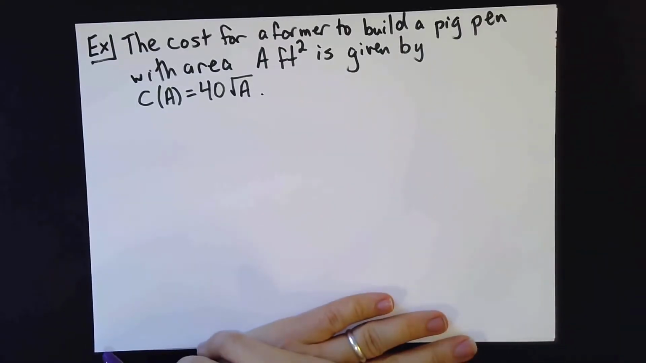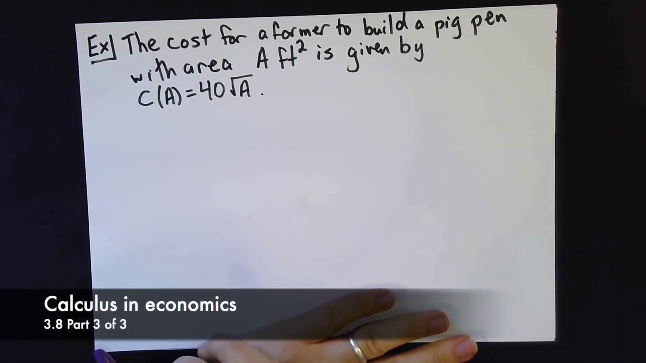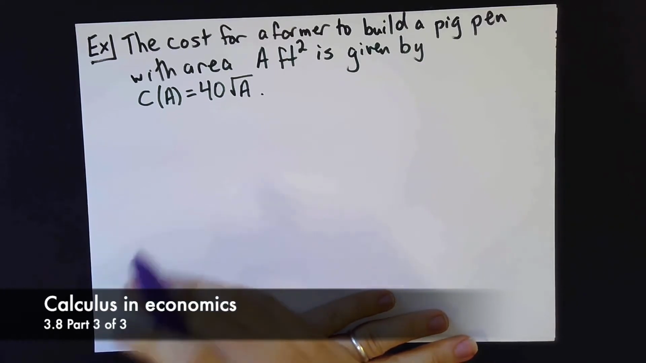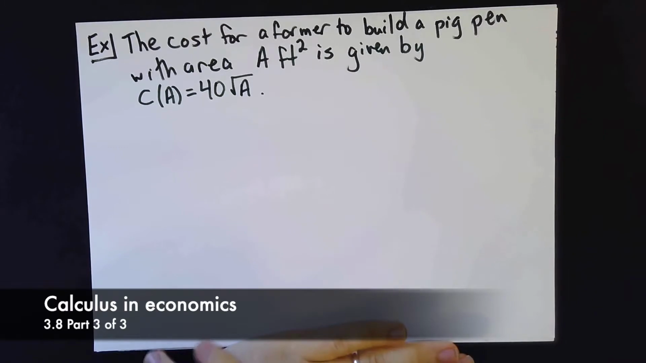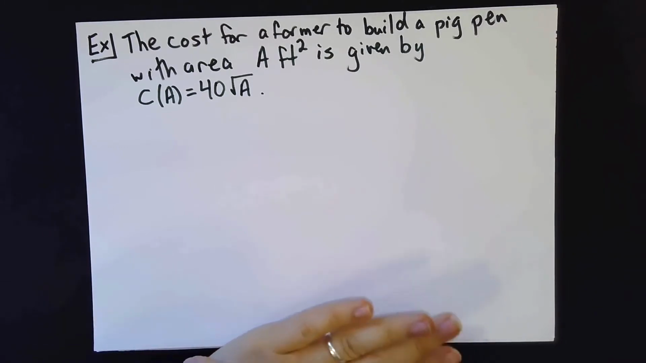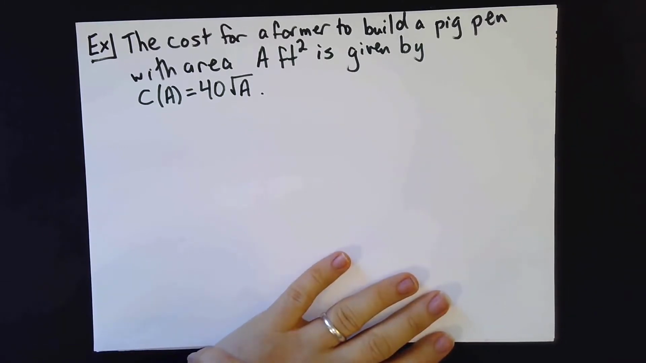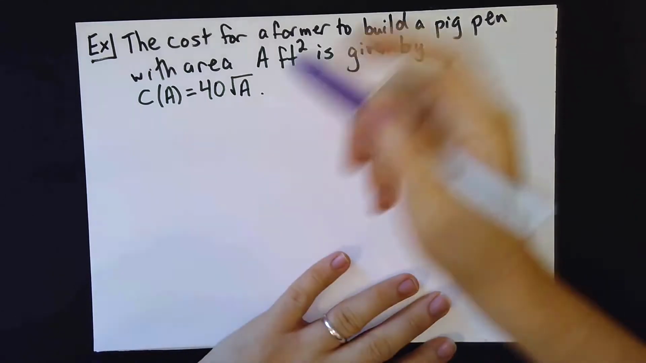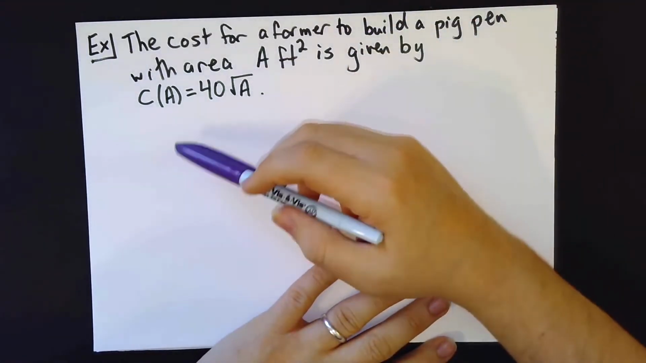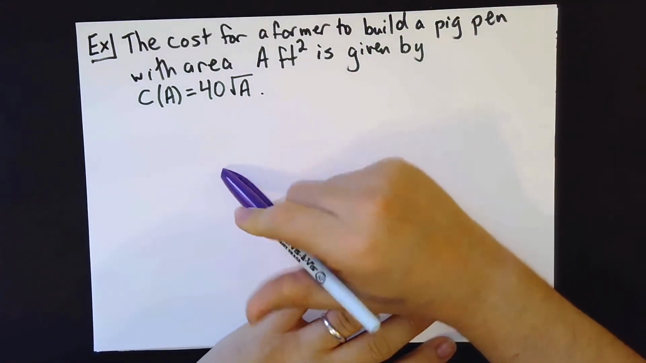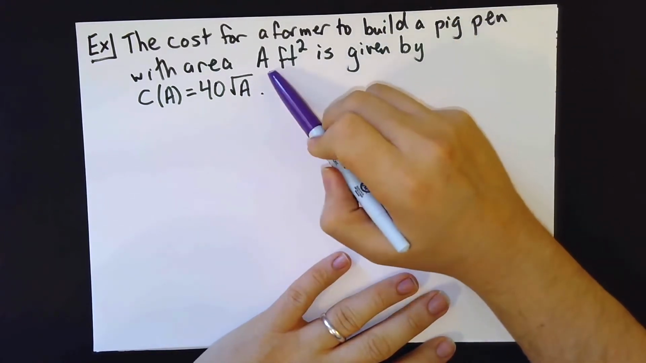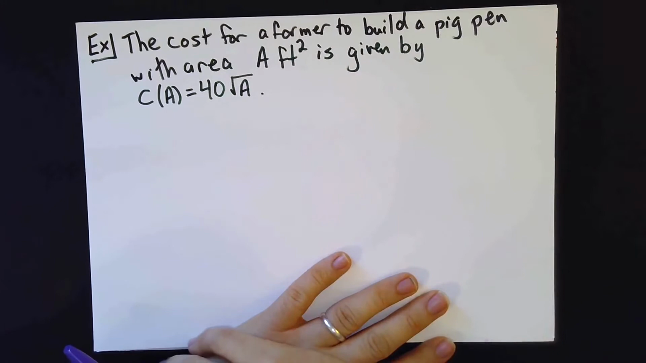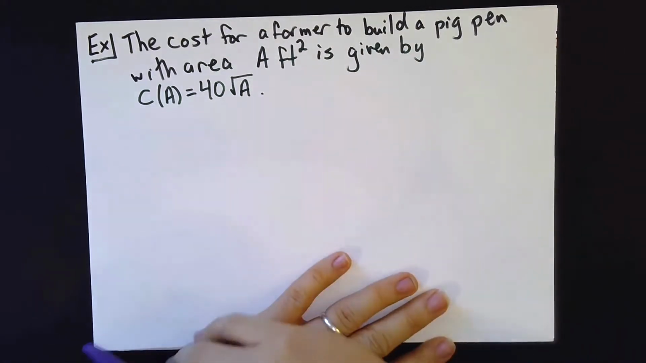Welcome back to our discussion of derivatives in the real world. In this example, we're going to be talking about a farmer who's building a pig pen. And the farmer is deciding how big they want the pig pen to be. And so, a bigger pig pen will cost more money. And the cost of that works out, in terms of the number of square feet total for the pig pen, to be 40 times the square root of a.